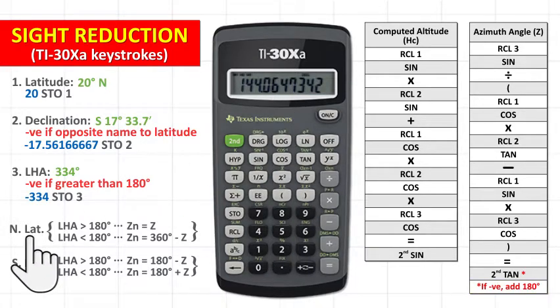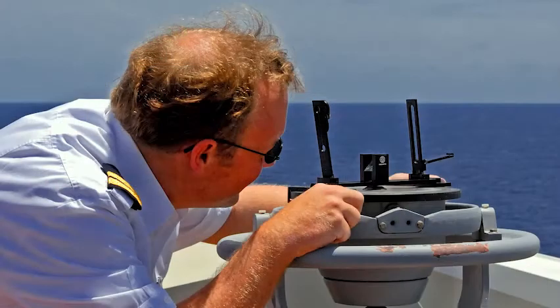For an observer in a north latitude, if the LHA is greater than 180 degrees, as in this case, the azimuth angle equals true azimuth ZN. Therefore, ZN equals 144.1 degrees. Note, this formula can also be used for solving azimuth observations to determine compass error.